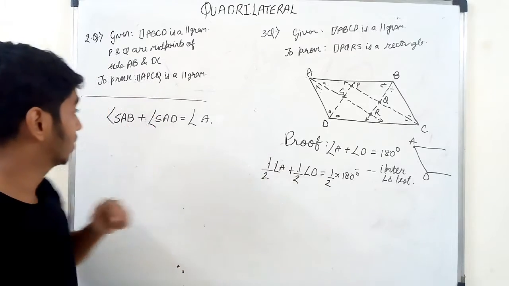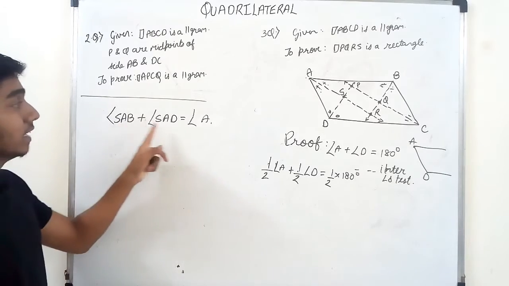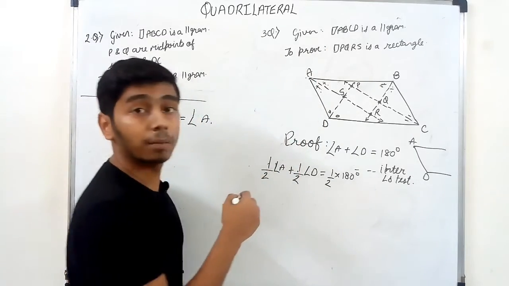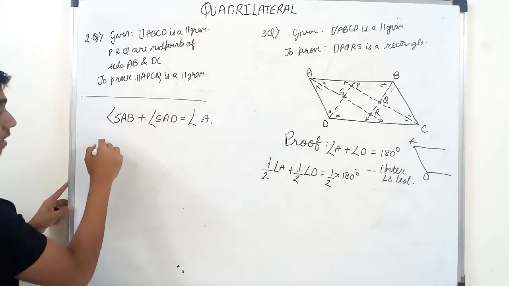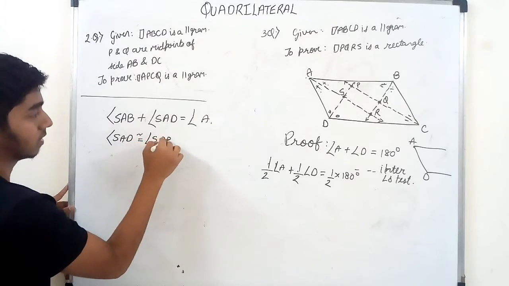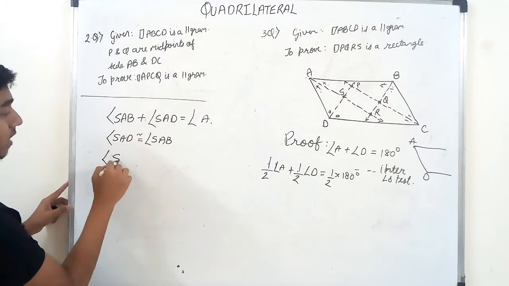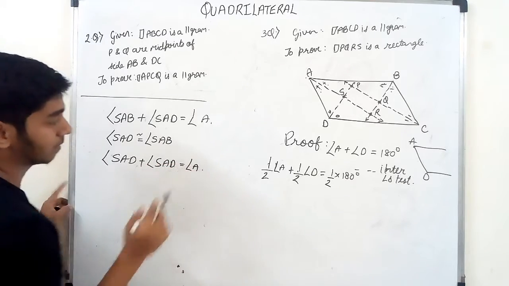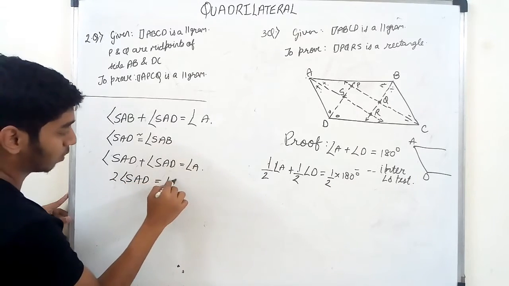Now this and this, they both are congruent, because this is the bisector. I have not mentioned it, but this question says that this AR is the bisector. So can we say that angle SAD is congruent to SAB? If they are congruent, can I say, instead of SAB, SAD plus SAD equal to angle A? Yes or no? So this will give us 2 SAD equal to angle A.